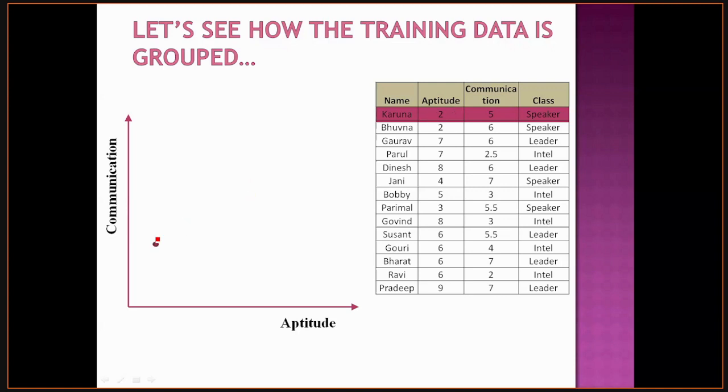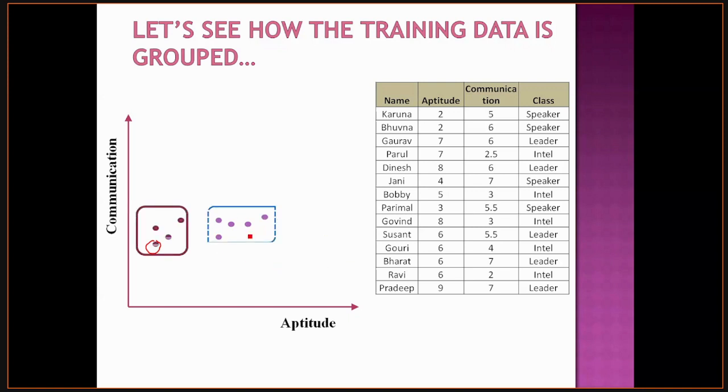Karuna is plotted to this particular point. Then when we take Bhuvna, she will be very close to Karuna. Then we take Gaurav a little apart, because Gaurav has high values of both communication and aptitude. Like this, we keep on mapping all the different students to different points in the two-dimensional plane, each of the points representing one of the students. Here is how all the students are plotted, because we just have two features here, aptitude and communication, right?